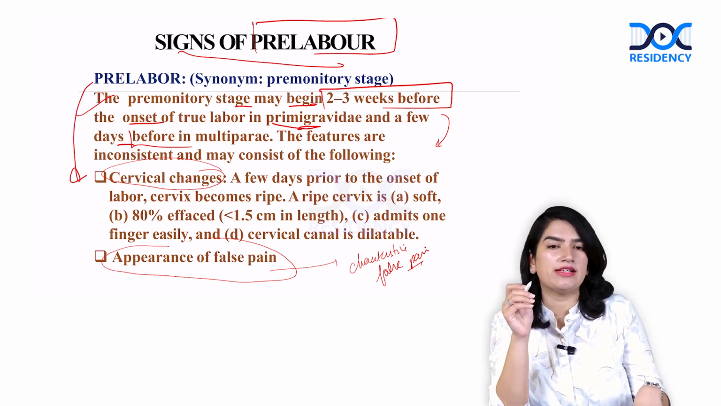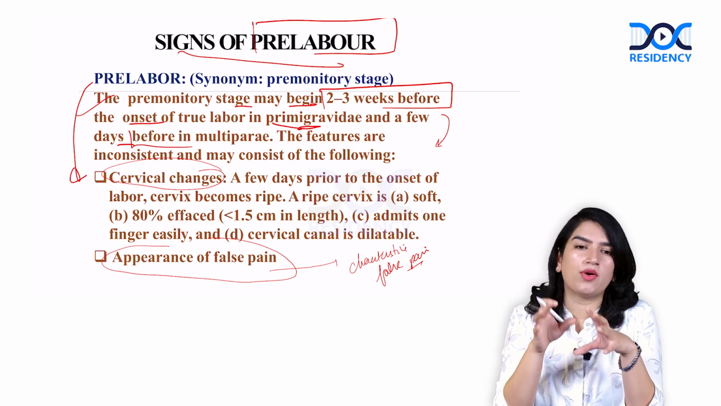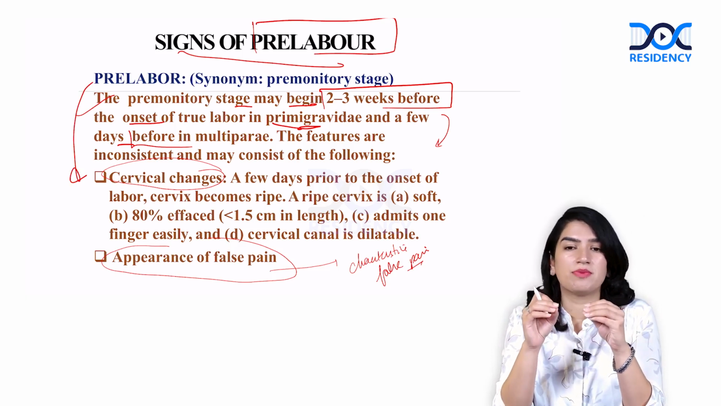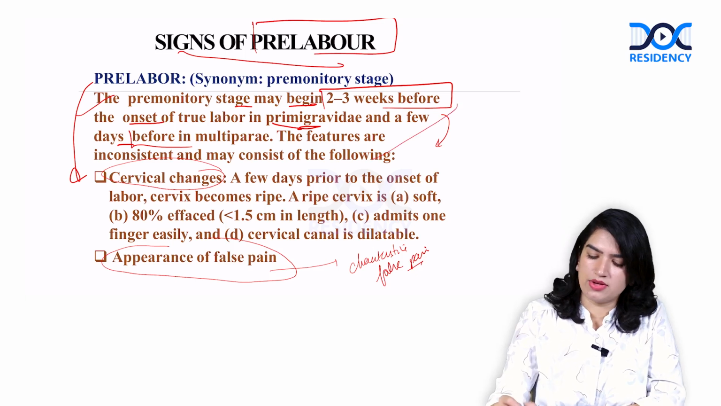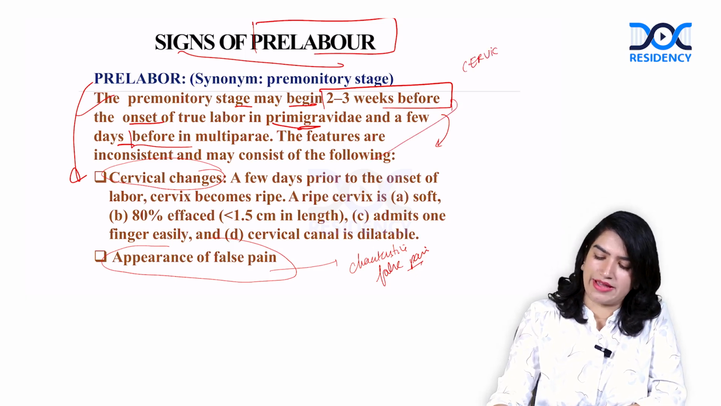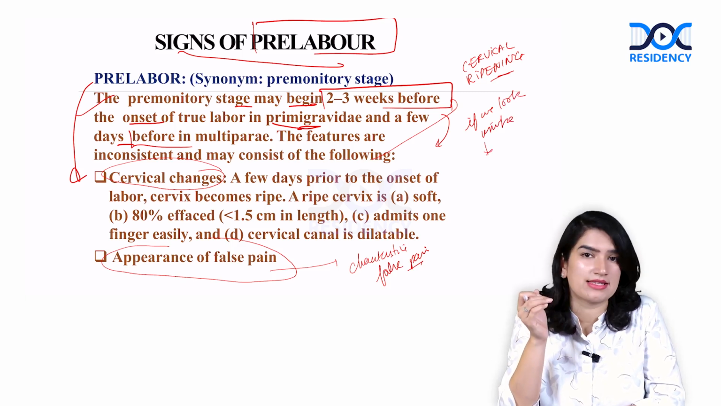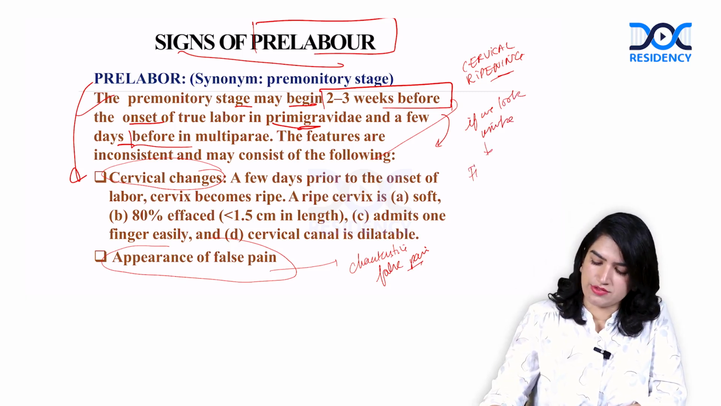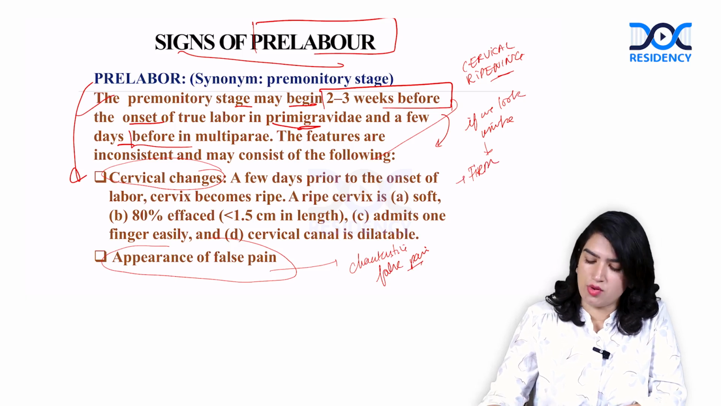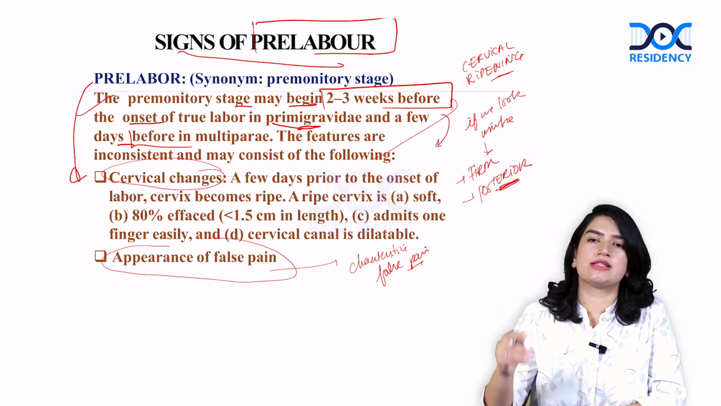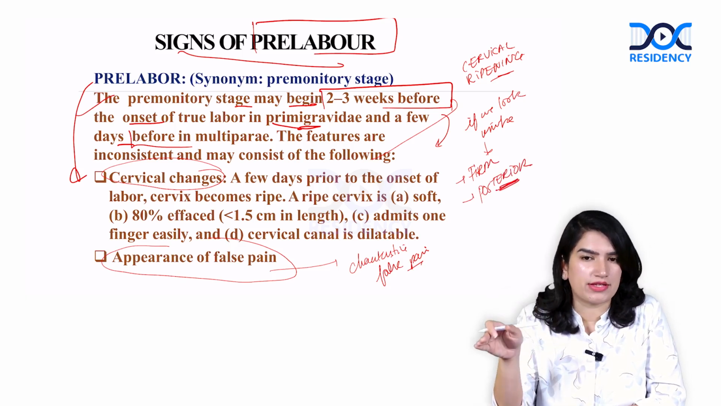So what happens in cervical changes? A few days prior to the onset of labor, the cervix starts to become ripe, and this is known as the process of cervical ripening. If we look at a cervix that is unripe, it is usually considered as firm as the consistency of the nose. So it is firm. The location of an unripe cervix is usually posterior. It is also undilated and uneffaced.